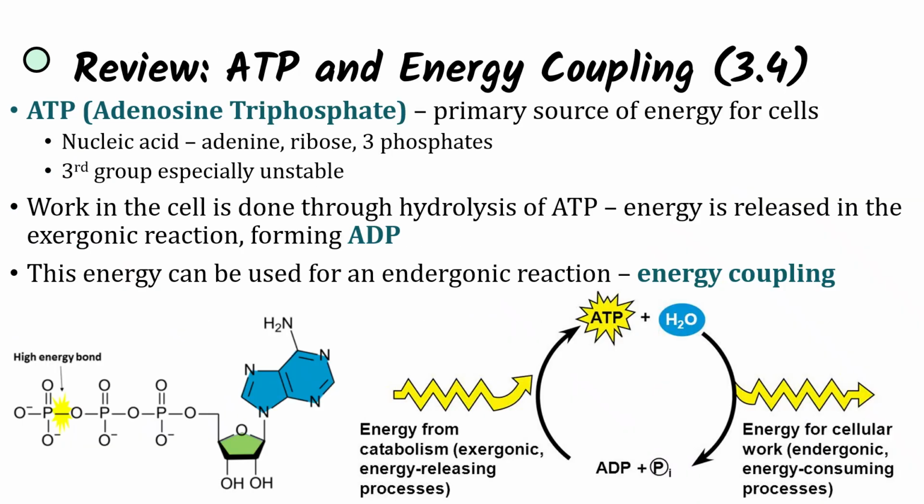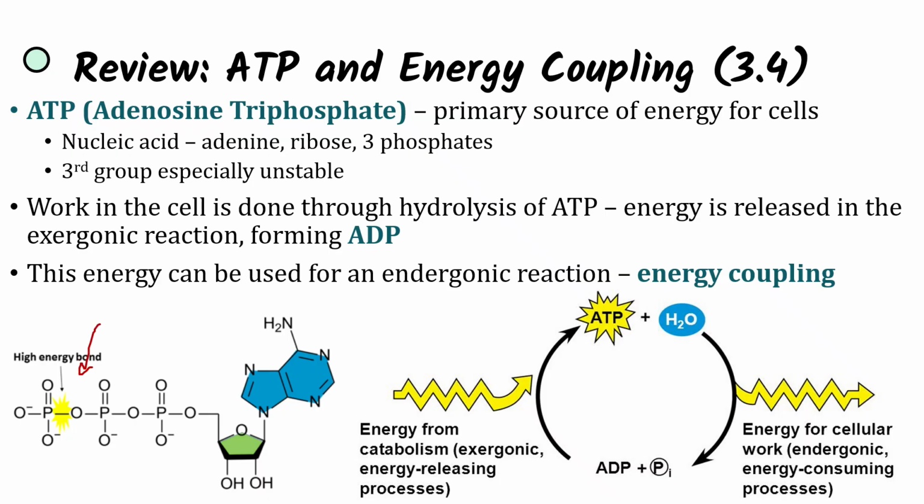Now it is necessary to discuss ATP, adenosine triphosphate, the currency of the cell and the primary source of energy for cells. Now ATP is a nucleic acid, meaning it consists of a ribose sugar, a nitrogenous base, and phosphate groups, and it has the adenine nitrogenous base and 3 phosphate groups, with the third group being especially unstable and joined to the other two by a very high energy bond.